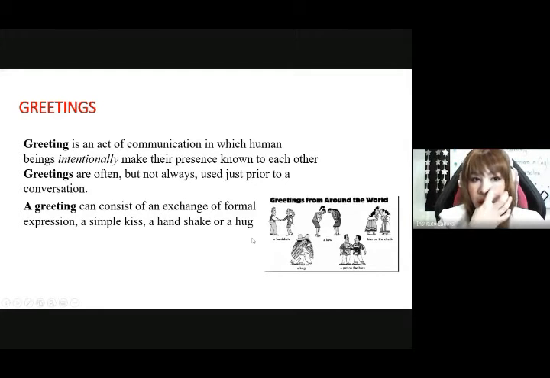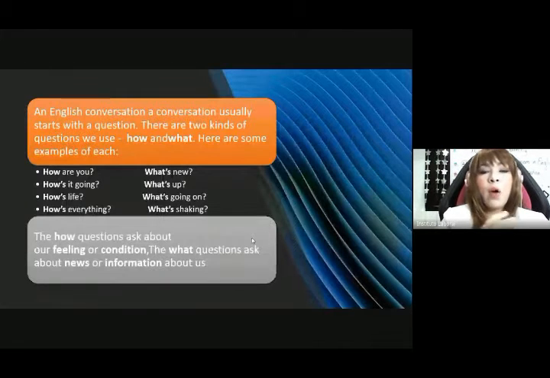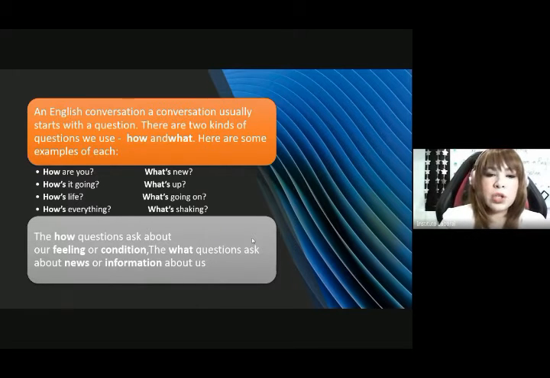In English, a conversation usually starts with a question. There are two kinds of questions we use, how and what. Here are some examples of each of them. How are you? This is a very common question, and most of the time we answer, I am fine, I'm okay. How is it going? It's very casual and it's the most used one. How is it going? Everything is fine. How is life? How is everything?